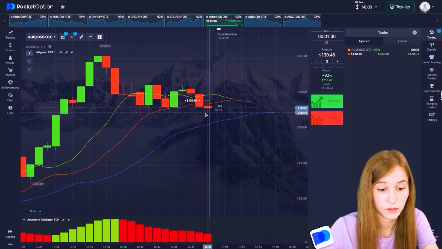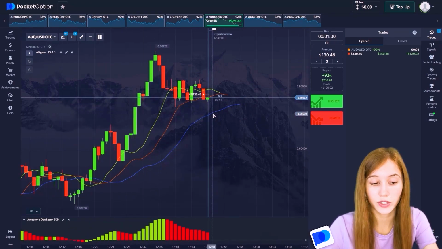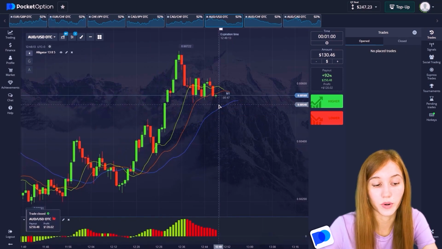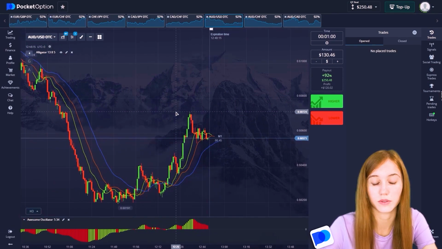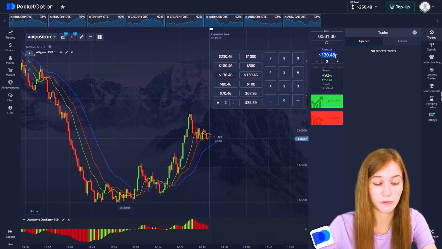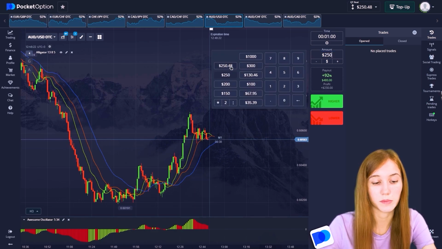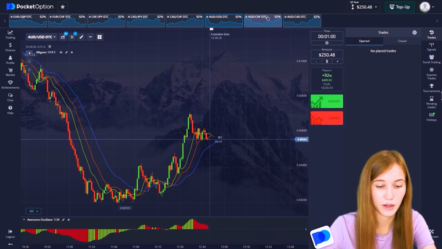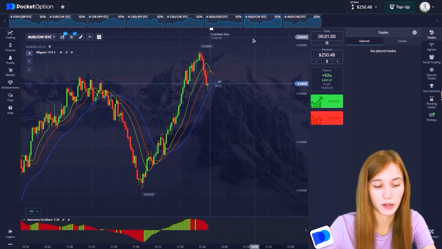It's a simple deal. At the moment we have reached the low in consolidation. Perhaps there will be a reversal, or perhaps the chart will continue to go downward. Yeah, the deal is in plus. Balance is $250. Immediately place a deal for this amount. And we move on to the next concept.